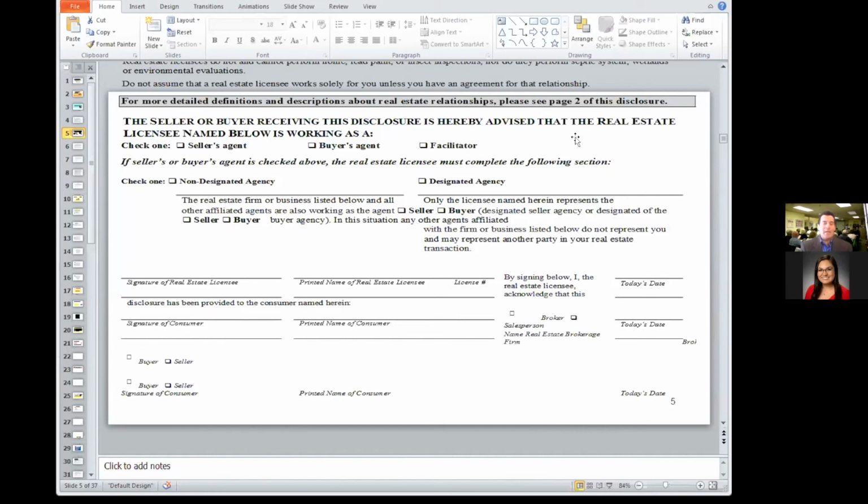Then you do not need an agency disclosure form. Nope, not at all. And what was the next part of the question?